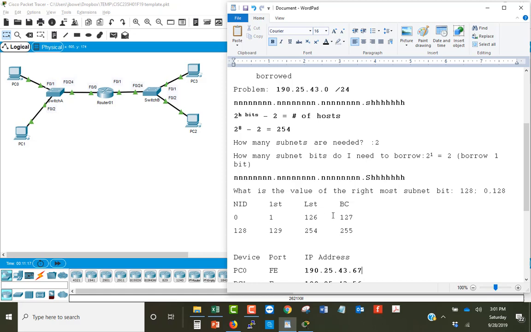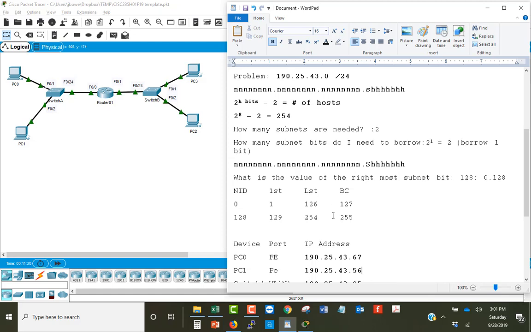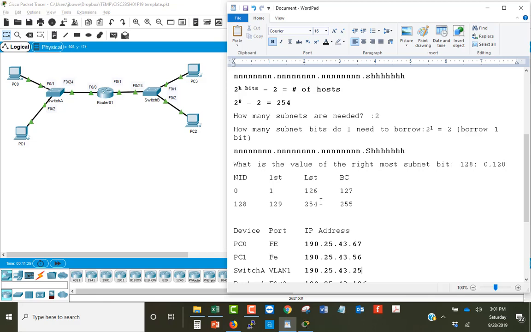Then for PC1, I'm going to give PC1 IP address 56. Again, it's within that range of 1 to 126. Then we're going to go to switch A. Now switch A has 3 ports, F01, F02, and F/24. I do not want to give them individual IP addresses. What I'm going to do instead is give VLAN1, which encompasses all 24 ports on switch A, 190.25.43.25, again within our range of 1 to 126.